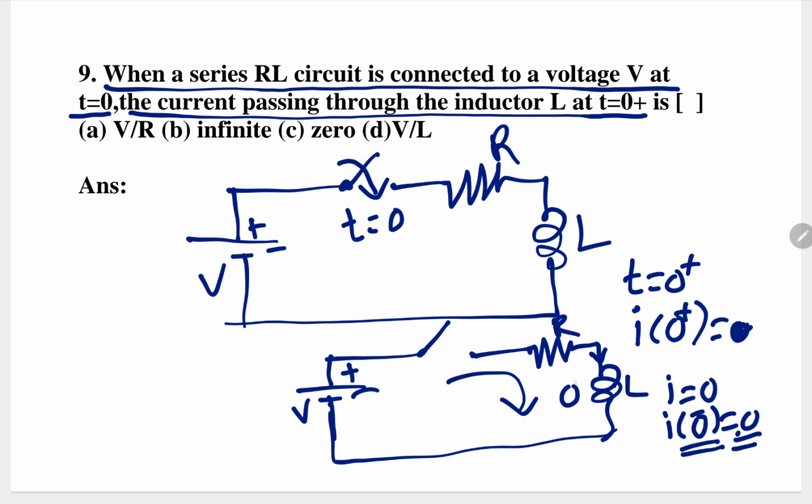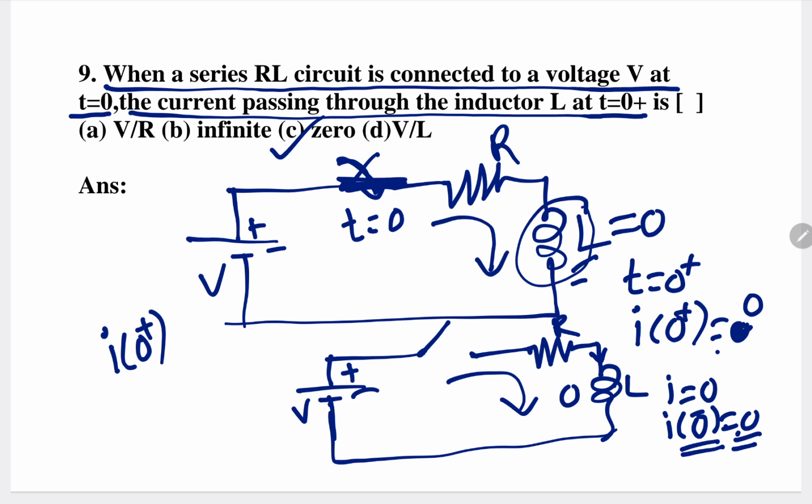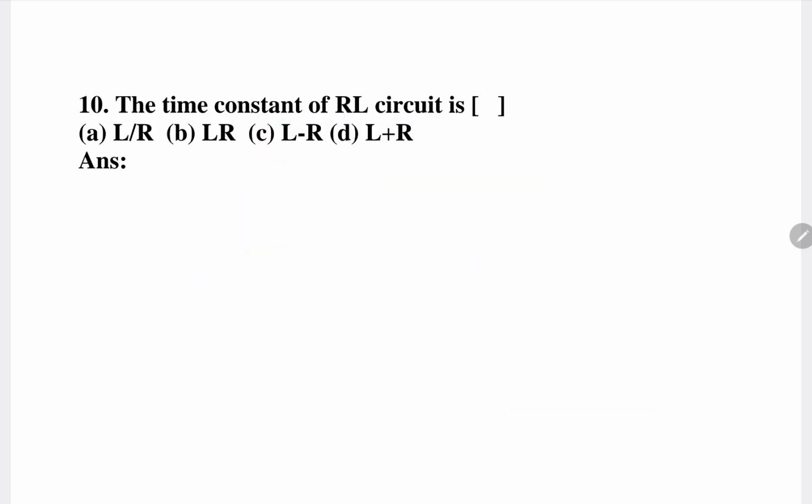Before the power supply is given to the inductor, the current is 0. After the switch is closed also, the current through the inductor is going to be 0. So the answer is 0, I of 0 plus. The current through the inductor after the switch is closed is also going to be 0. So it acts like an open circuit.